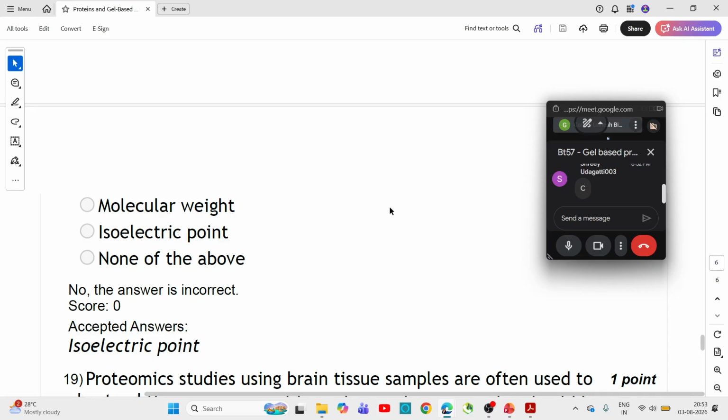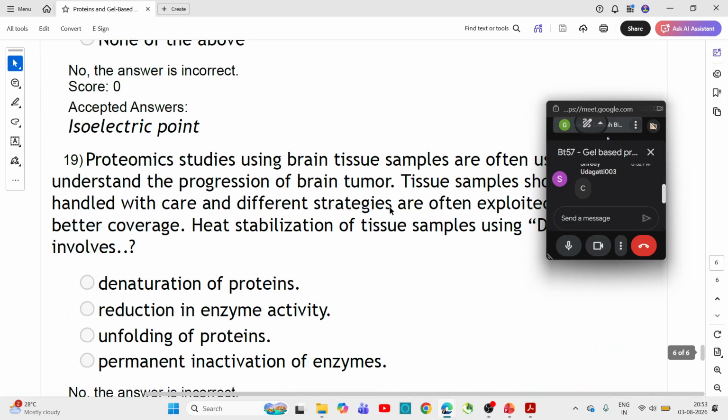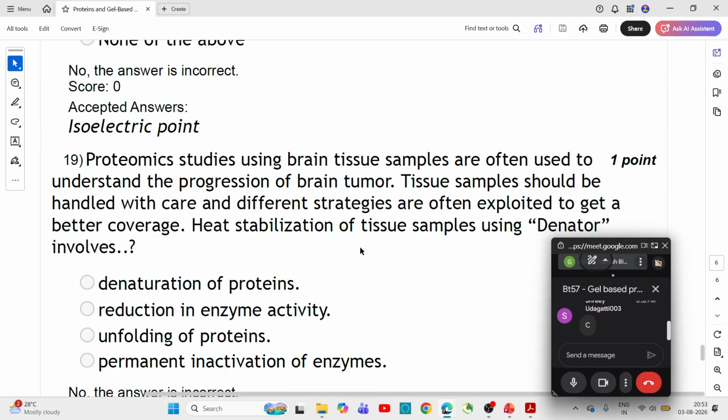So off-gel fractionation is nothing but the isoelectric point, or IEF, technique. Proteomics studies use brain tissue samples, often to understand the progression of brain tumors. Tissue samples should be handled with care, and different strategies are often exploited. Heat stabilization of tissue using Denator involves what? It's the same question of heat stabilization. It involves denaturation of proteins, reduction of enzyme activity, unfolding of proteins, or permanent inactivation of enzymes.